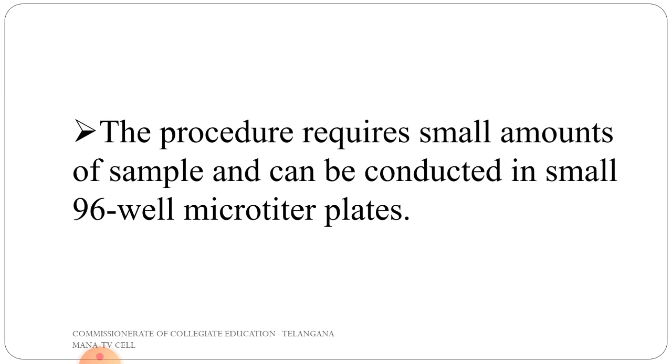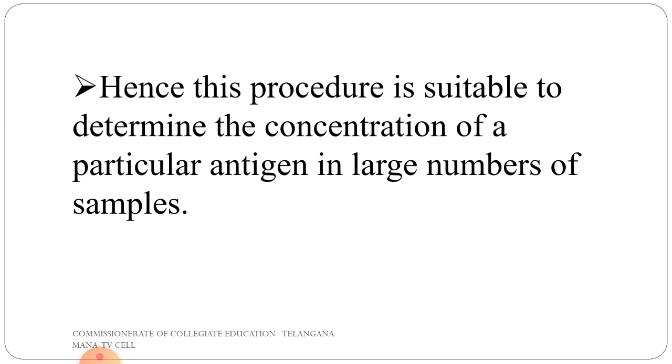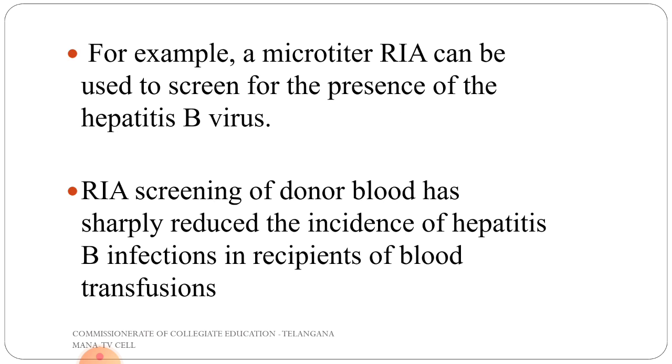The procedure requires small amounts of samples and can be conducted in small 96 well microtiter plates similar to ELISA. Hence, this procedure is suitable to determine the concentration of a particular antigen in large numbers of samples. For example, a microtiter RIA can be used to screen for the presence of hepatitis B virus. Radioimmunoassay screening for donor blood has sharply reduced the incidence of hepatitis B infections in recipients of blood transfusions.